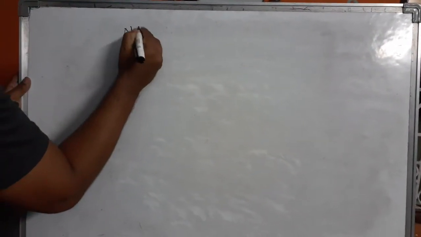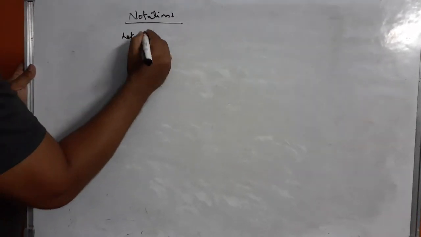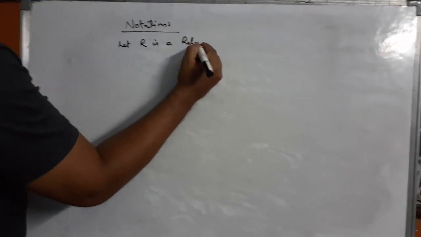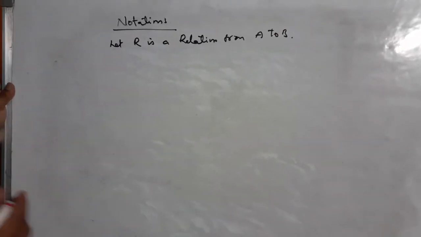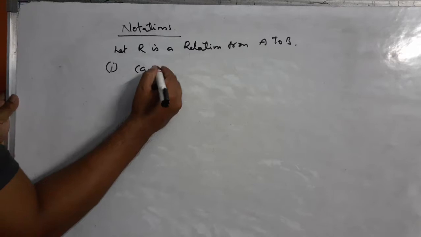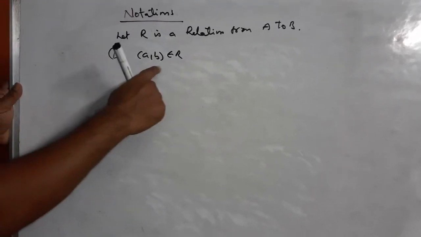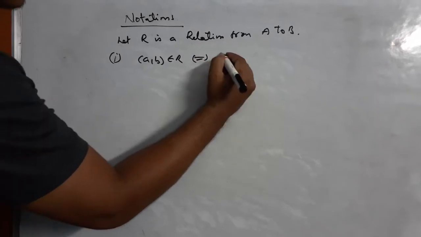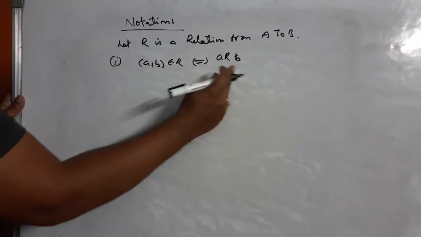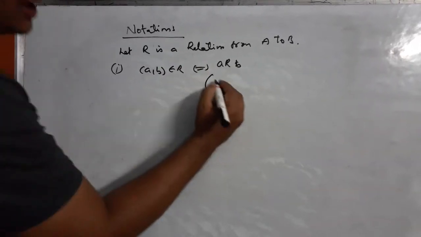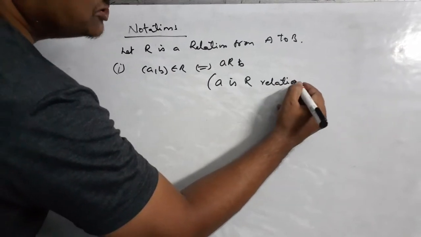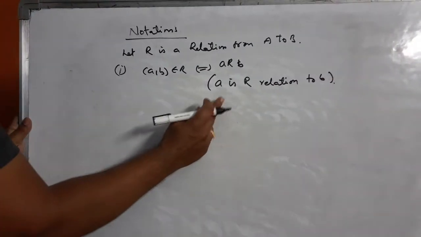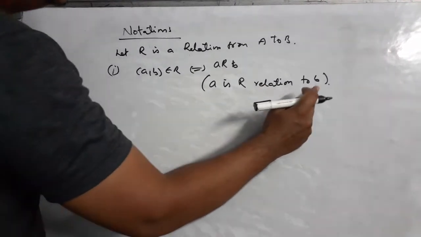Next, notations. Let R be a relation from A to B. The first one: (a, b) belongs to R, that is, (a, b) is present in R. We can write it as aRb. aRb is read as a is R related to b.